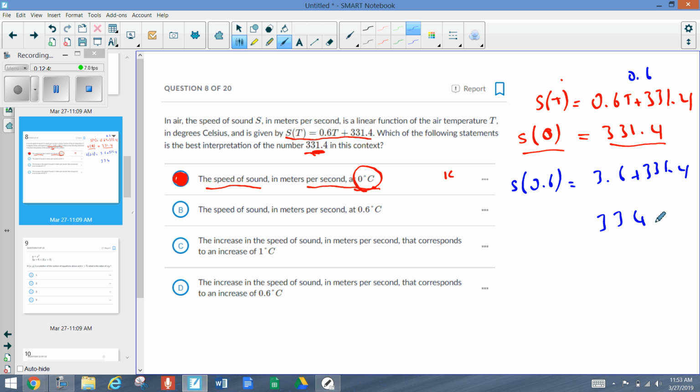334 actually that totally makes 335. What is 335? The speed of the sound when the temperature is 0.6 Celsius degree, not 331.4. This is not right. So we can analyze this. We can talk about when the temperature increases, the speed of the sound is increasing. What's going on, class?